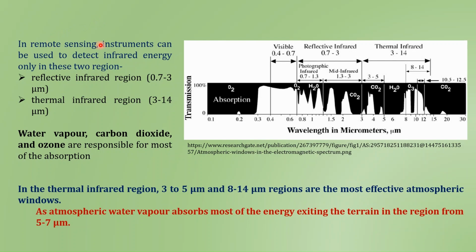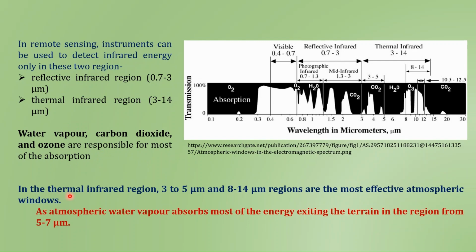So in remote sensing, instruments can be used to detect the infrared energy only in these two regions, that is the reflective infrared region that ranges from 0.7 to 3 micrometer, and in the thermal infrared it is from 3 to 14 micrometer. As most of the emitted IR radiation is absorbed in the atmosphere, water vapor, carbon dioxide and ozone are responsible for most of the absorption.